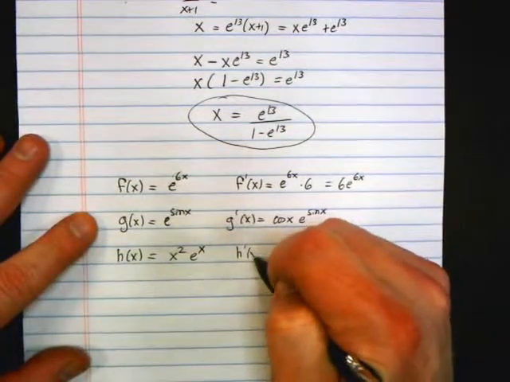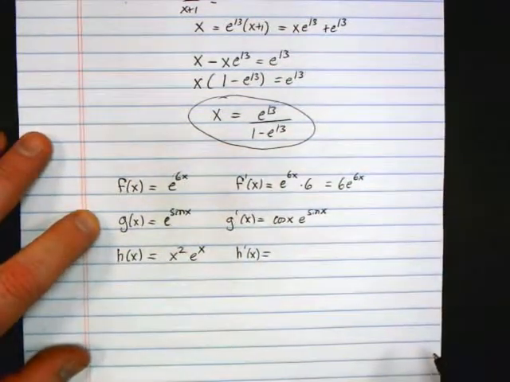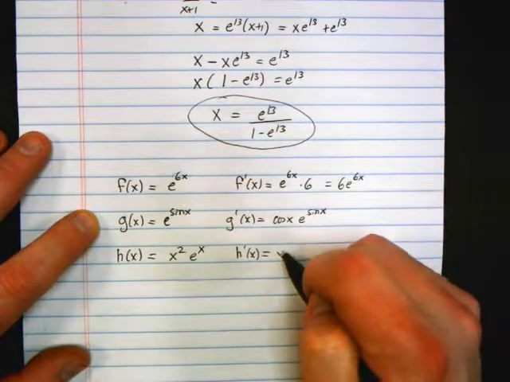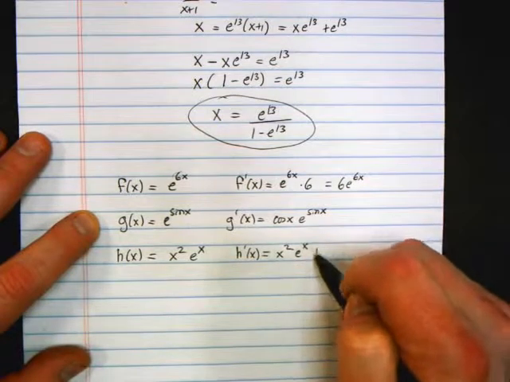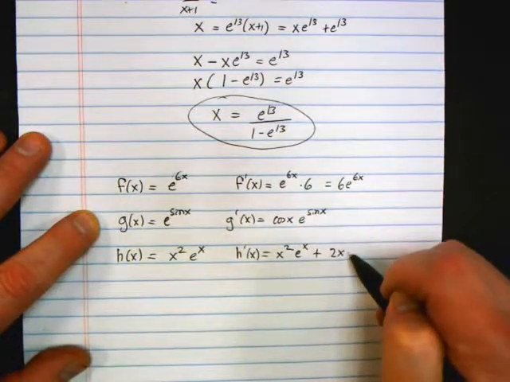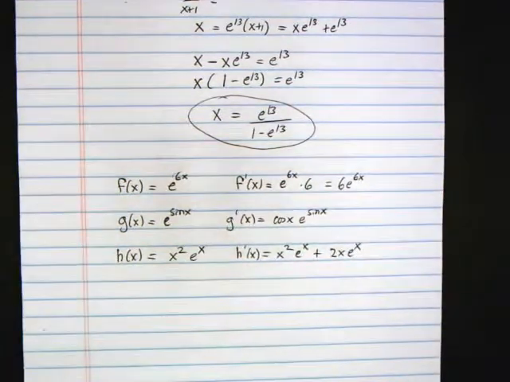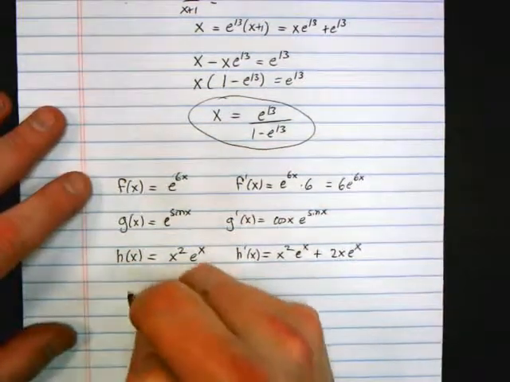H prime of x is x squared times e to the x plus 2x e to the x. Not so bad, right? So far? Yeah.